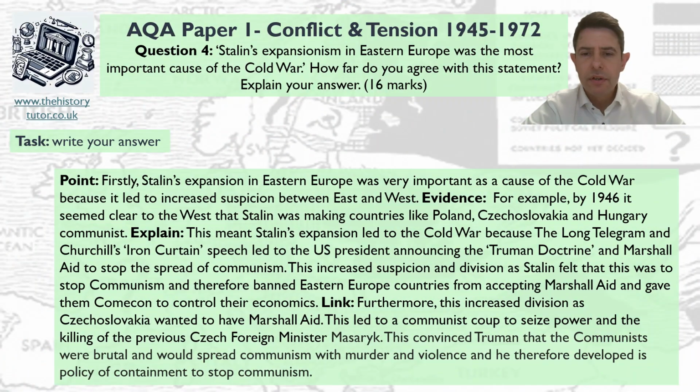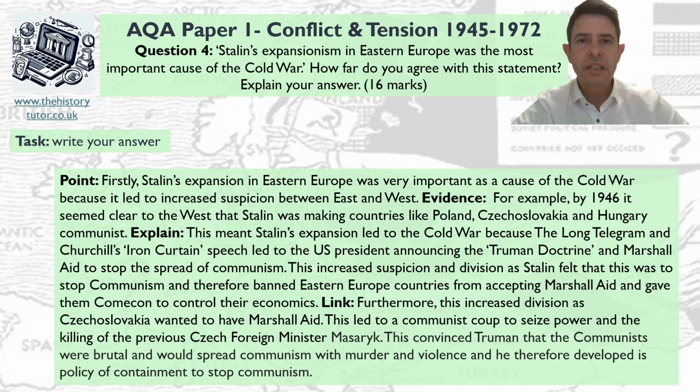Okay, so here's what I've gone for. So furthermore, this increased division as Czechoslovakia wanted to have Marshall Aid. This led to a communist coup to seize power and the killing of the previous Czech Foreign Minister Masaryk. This convinced Truman that the communists were brutal and would spread communism with murder and violence, and obviously further convinced him of the need for Truman Doctrine and containment of communism. Okay, so I think probably be good if you've linked to the word containment in there as well.